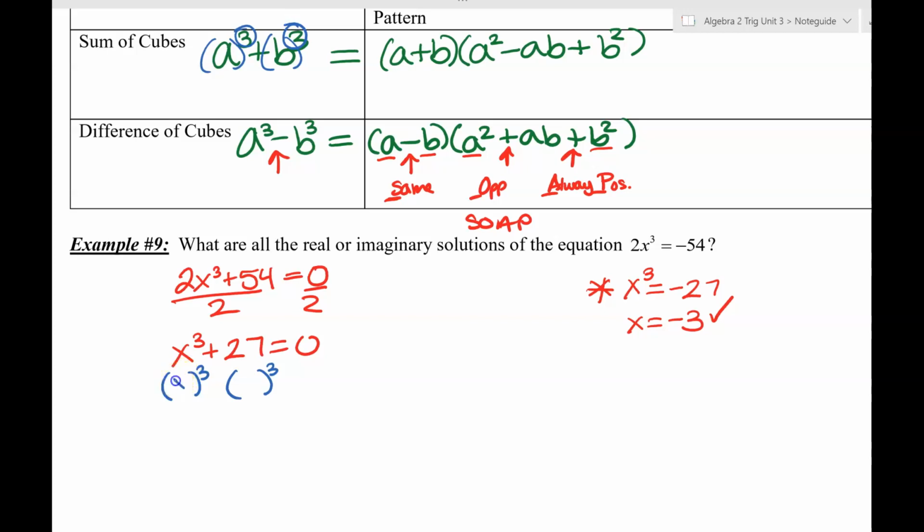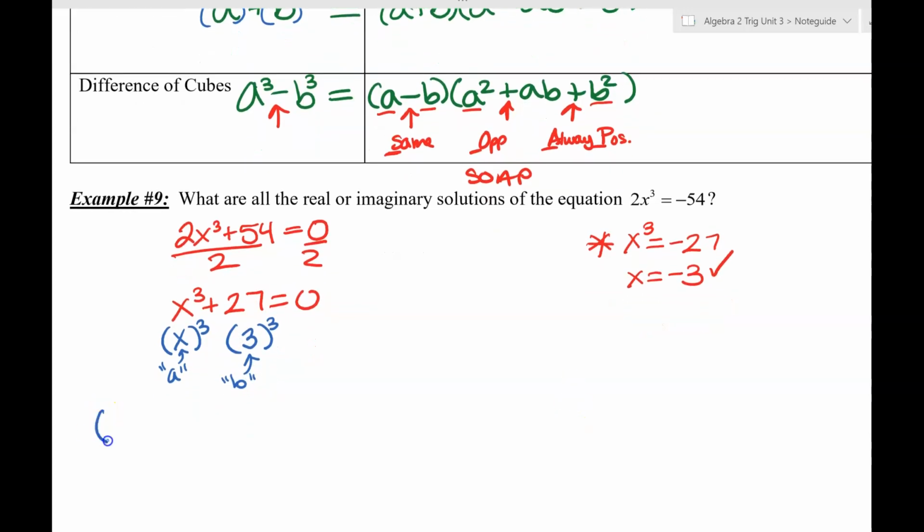So x cubed is made by cubing x. So x is going to be like our A in our pattern that we see above. And 27 is made by cubing 3, so 3 is going to be like our B in our pattern we see above. And in that pattern, the first factor is made by using each of those individually.